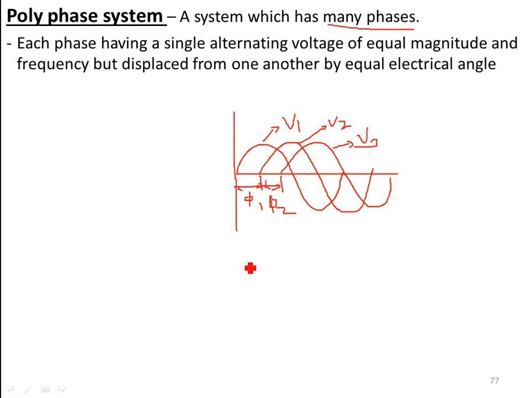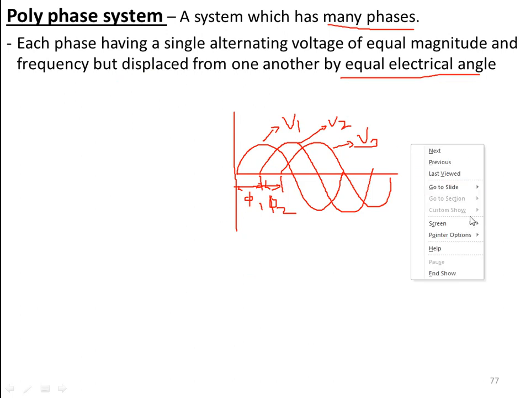Now, one more condition is that in the case of a polyphase system, the phase angle should be equal electrical angle. That means Φ1 should be equal to Φ2. Now, going to the next part.